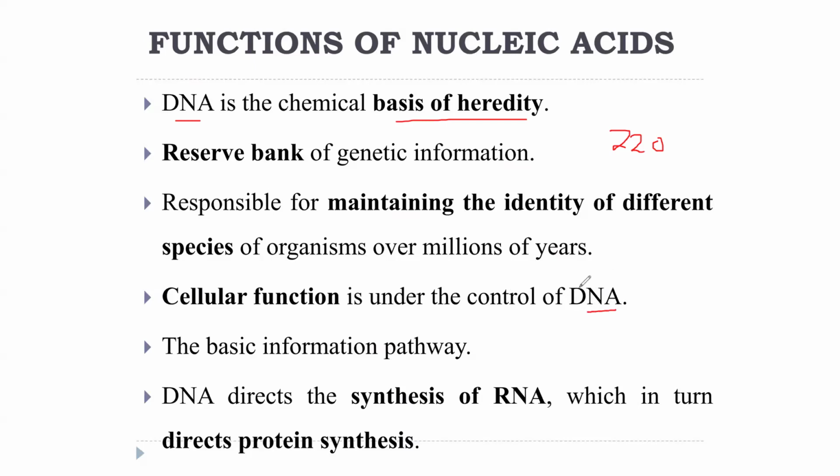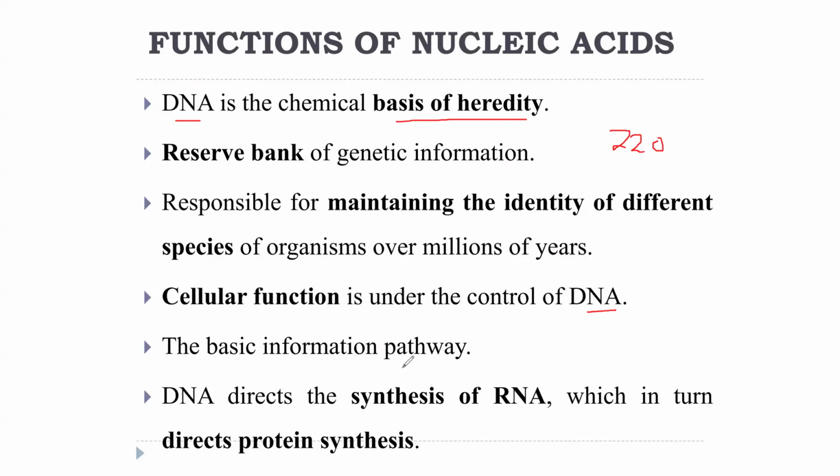And the kidney cell is different from the liver cell because of the control and the regulation of the DNA. Because in some cells, some proteins will be allowed to be produced, and in some other cells, some proteins will not be allowed to be produced. So as a result of that differential protein production in different cells, that is what makes different cells differ from one another. Then the basic information pathway.